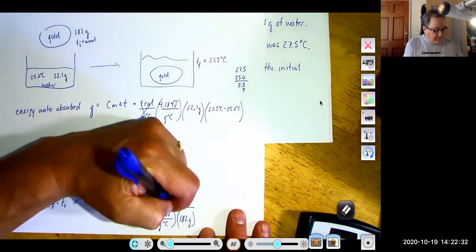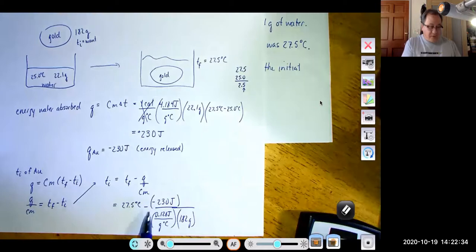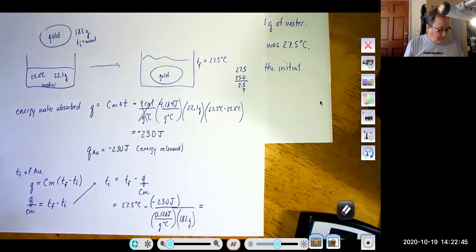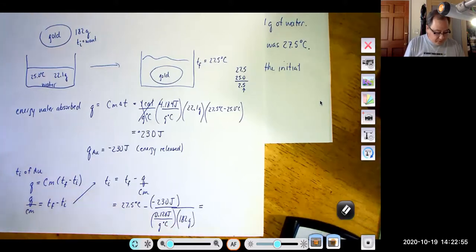So you can see here that when I have the negative of a negative, I'm really going to end up adding a number to my 27.5. So I'll get an initial temp that's going to be higher than 27.5. So 230 divided by 182 is a little more than 1. Divided by 0.128 gives us around 10. So I think the answer is going to be around 37. So let's see what 230 divided by 0.128 and divided by 182 is.